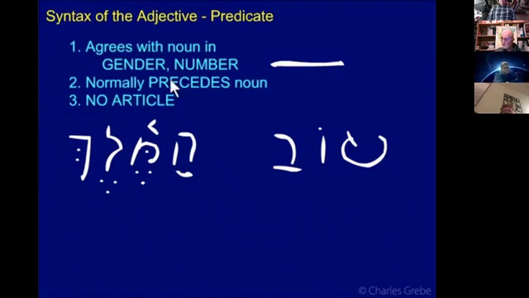Let's try our little rules here. Gender and number. Do they agree in gender? Well, Tov is our base form, no endings, so we know we have a masculine. Melech, this is a masculine noun, and it's not plural. So they're both masculine. Number, well, I just said it's not plural, and this isn't plural either, so it's masculine singular.